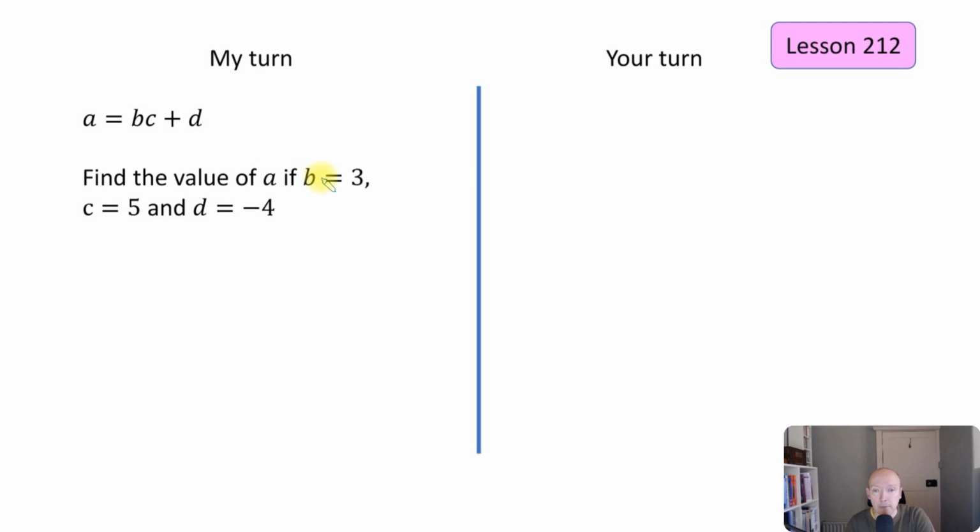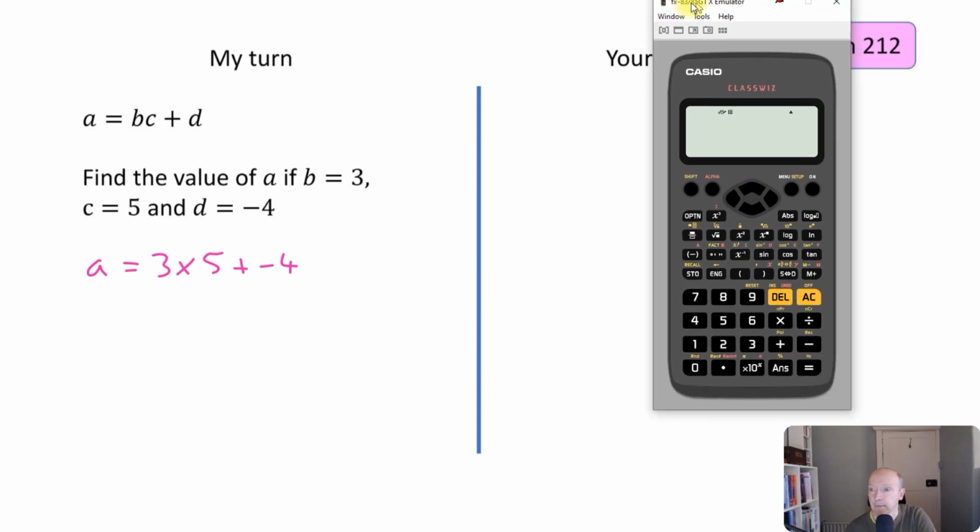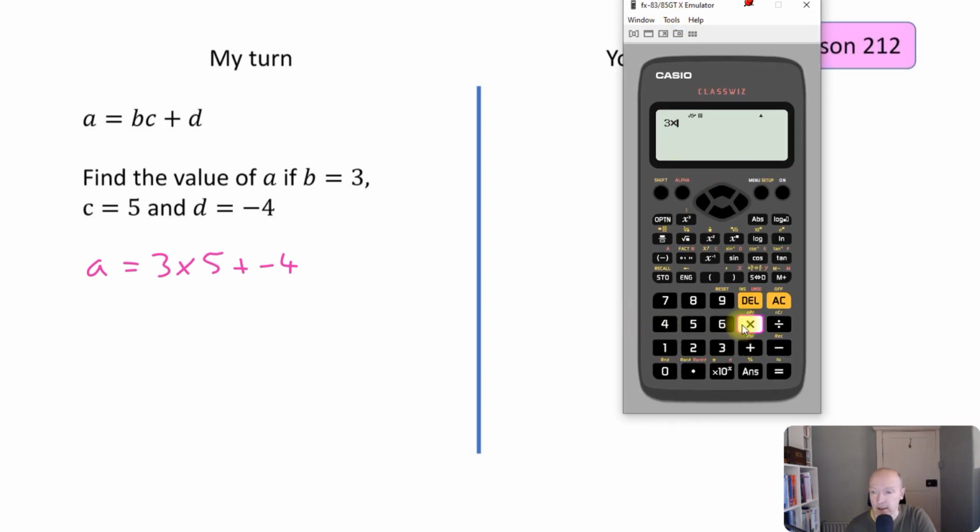So I don't know a, but I do know b is 3, I know c is 5, and d is minus 4. So all I'm going to do is write a equals, now bc, remember, means b times c, so that's 3 times 5, not 35, 3 times 5, plus, and d is minus 4, and now I'm going to put that into my calculator. So let's type it in. I'm going to go 3 times 5 plus minus 4 equals 11. a equals 11. Done, that's it.